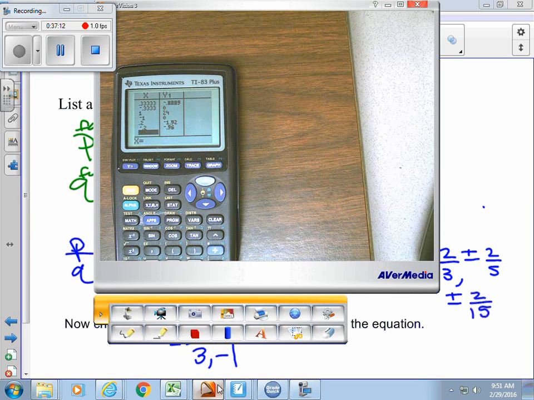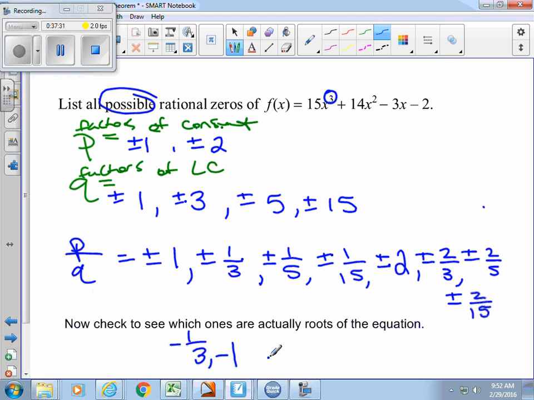Why would I quit looking if I find one more? Why can there only be 3? It's a degree 3, right? 2/5 is the third one. Is that what everyone's getting? No. Come on, computer. 2/5. It was positive 2/5. Okay, any questions about that?